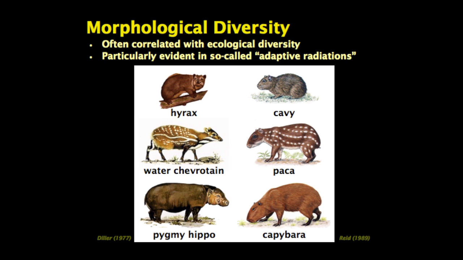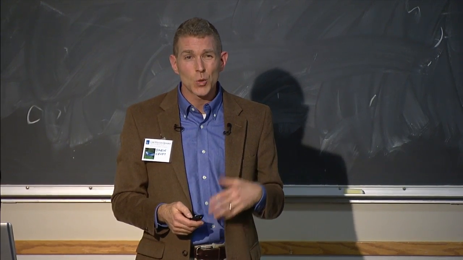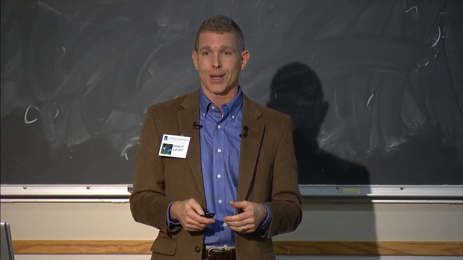So for example, the cavy is very much like an African hyrax, which is in its own order. The paca is remarkably similar to a little ungulate called a water chevrotain, also African. And the capybara is similar to the pygmy hippo. Great example of convergent evolution within an adaptive radiation. This is one of the reasons why I like to work in South America. You get neat rodents like this.